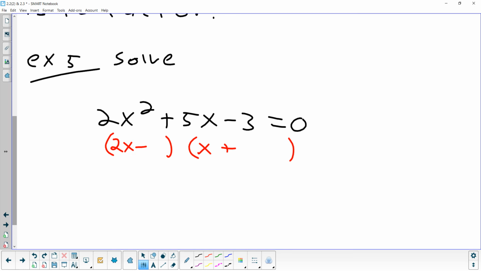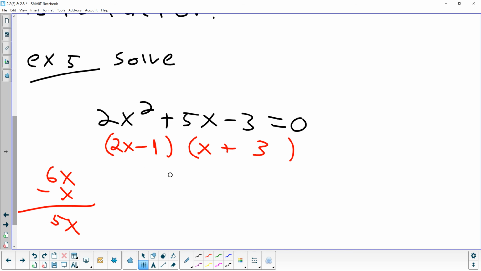Now we need two numbers that multiply to give me 3. And 3 is prime, so not a lot of options. Yeah. 1 and 3. I'm going to just put them in the order that she said them. Let's see what happens. 2x times 3 is 6x. I'm foiling the outer and the inner to check. Negative 1 times x is negative x. That gives me 5x. Is that what I wanted to get in the middle? Perfect. And then negative 1 times 3 is negative 3.